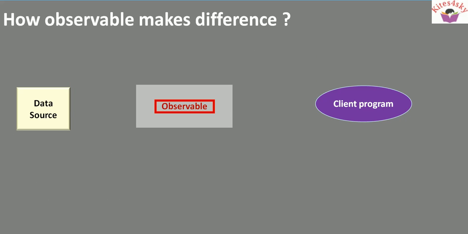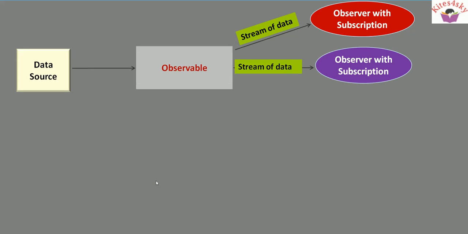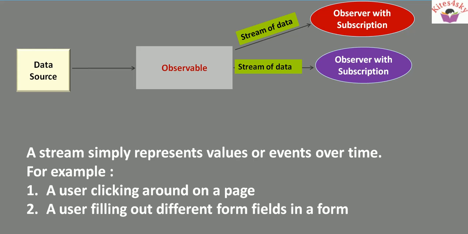But an observable is quite different from a dataset. It is neither part of the client program nor part of the data source, but a middle layer between the data source and the client program. Going forward, as shown in the diagram, we can say that the observable fetches data from the data source and passes a stream of data to the client or observer. Here we need to understand what a stream of data is. A stream simply represents values or events over time. The per-second changed coordinate value of a mouse cursor could be considered a stream of data.